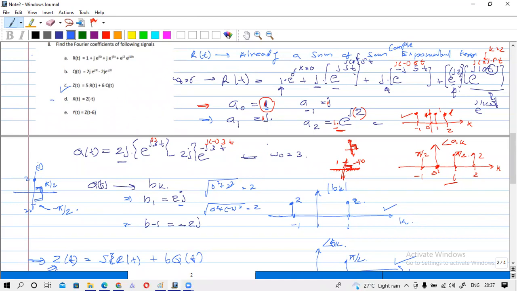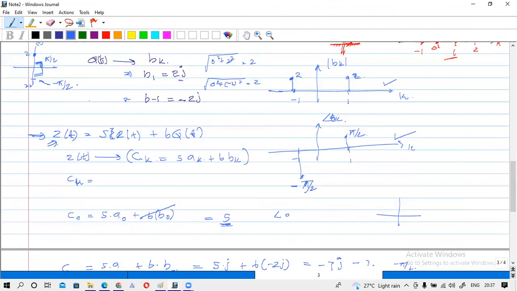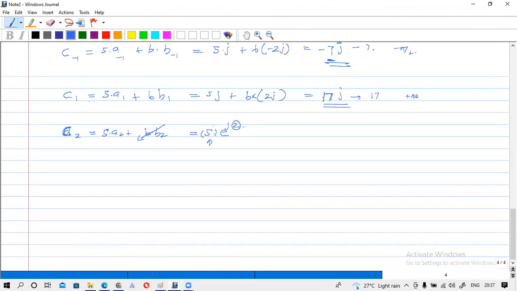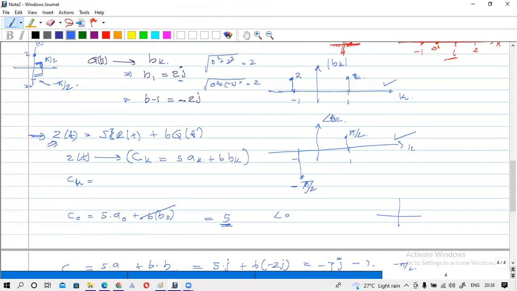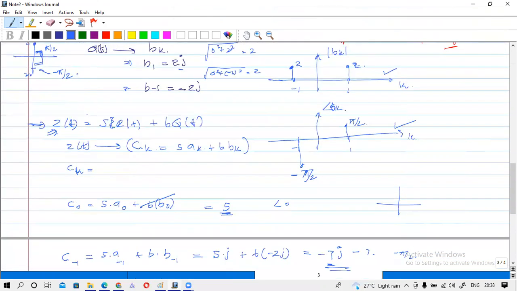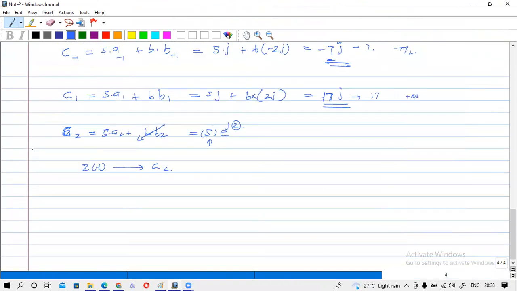Now we have to find another signal, that is xt. That is the time reverse signal of zt. So we know zt, and for zt we have ck coefficients. Here xt is equal to z minus t.